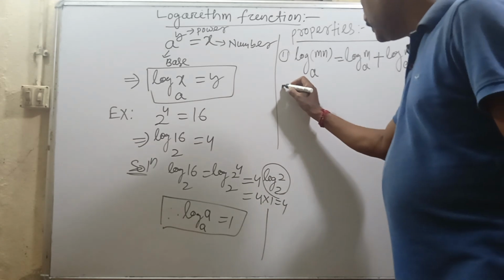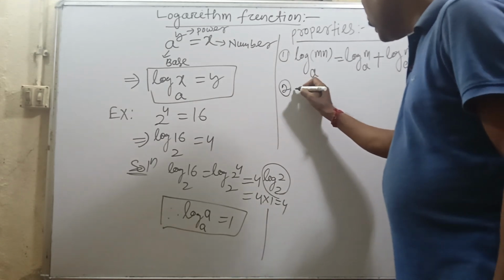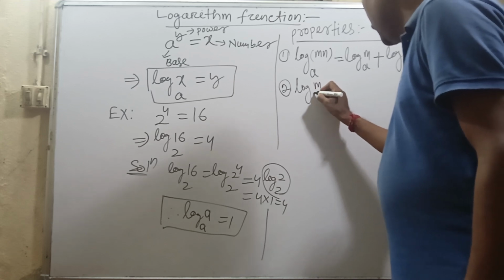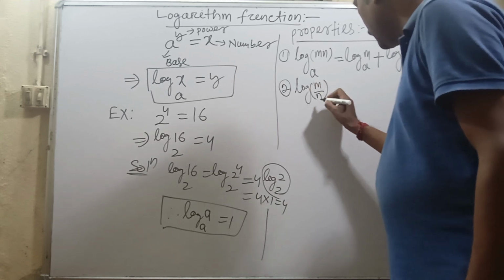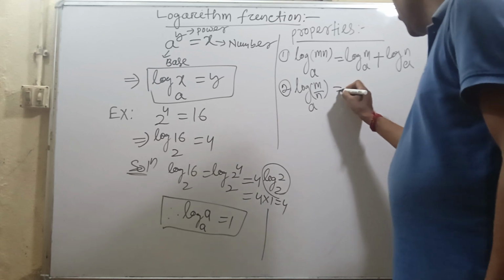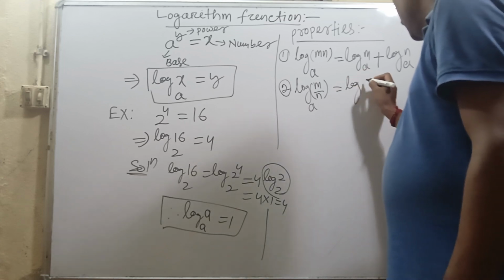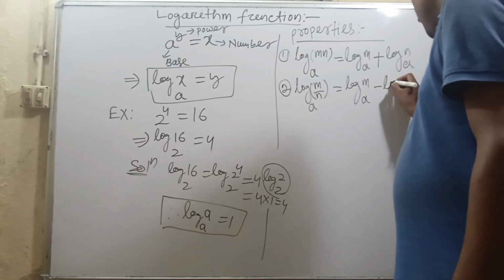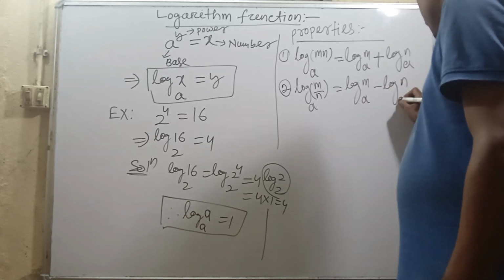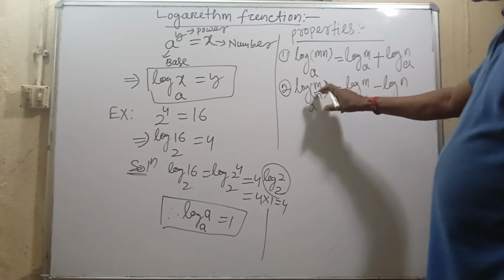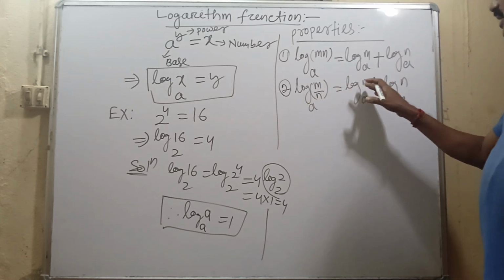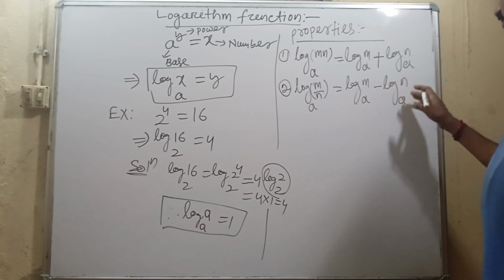Similarly, number 2: log m by n base a equals log m base a minus log n base a. Here, divide means you take minus, that means log m base a minus log n base a.